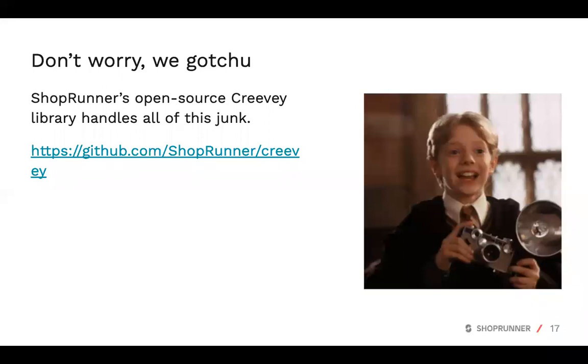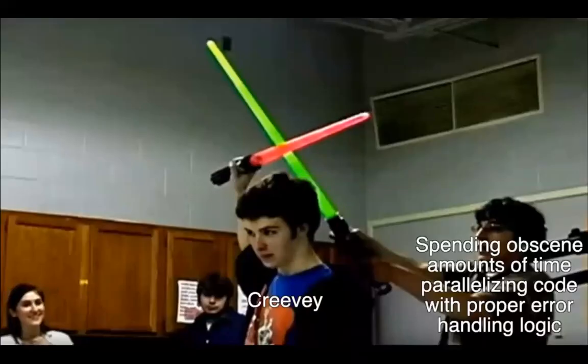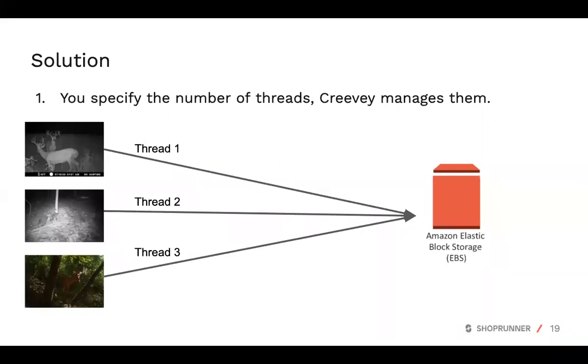Don't worry, we got you. So ShopRunner has an open source library called Creevey that handles all of this junk for you. So you don't have to spend obscene amounts of time writing code that parallelizes your processing steps and handles all these errors for you. You can just use our library. So I said you want to parallelize your operations. Creevey will do that for you. You just tell it how many threads you want.